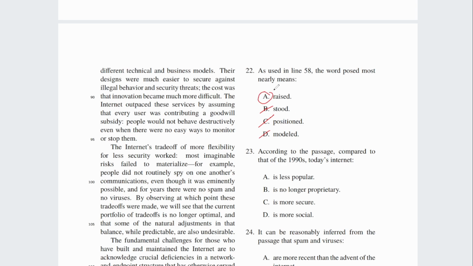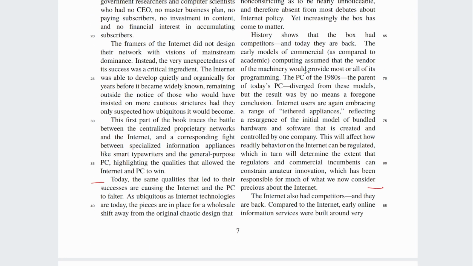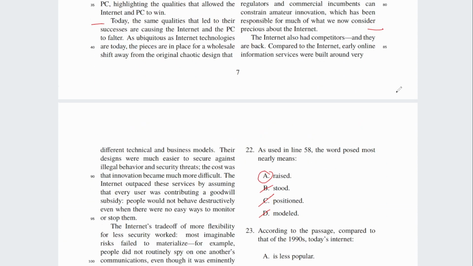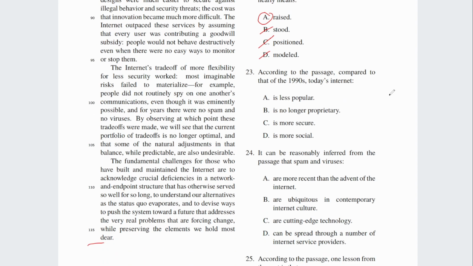This is something that we can say, right? This raises the question of this. And we can also substitute it in: "As internet-aware devices proliferate, questions raised about network regulation must also be applied to the endpoints." Yeah, that works for me. This is a very normal phrase that we might use.